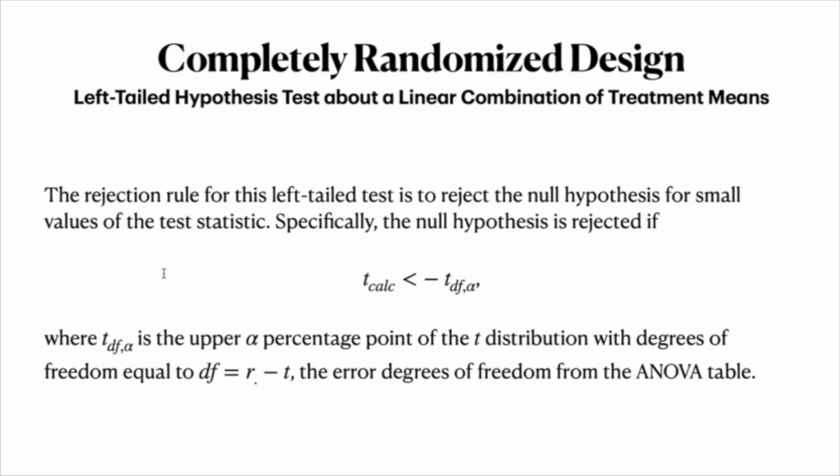So the rejection rule for this left-tailed test is to reject the null hypothesis for small values of the test statistic. Specifically, the null hypothesis is rejected if our test statistic t-calc is less than negative t sub alpha, where again t sub alpha is the upper alpha percentage point of the t distribution with degrees of freedom given by the error degrees of freedom, and then we have to put a negative in front of that. So that is the critical point. We reject the null hypothesis again if t-calc is less than negative t sub alpha here.